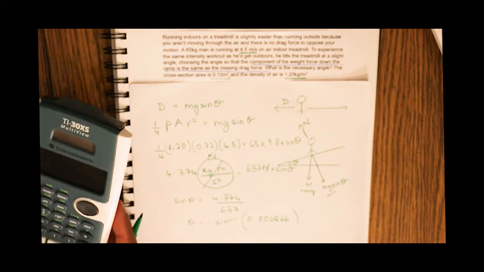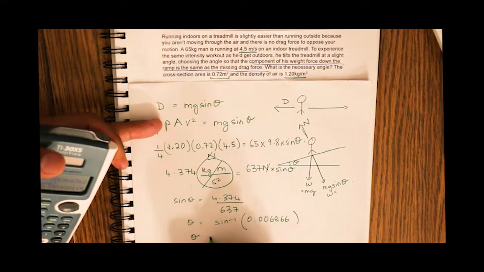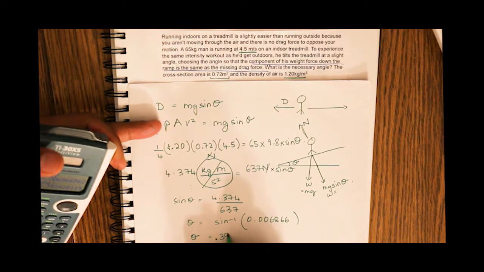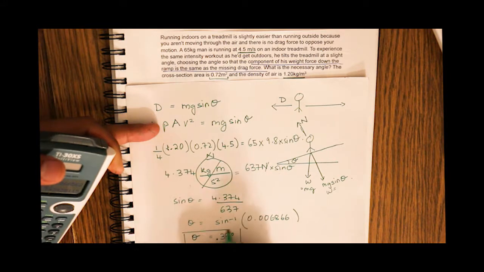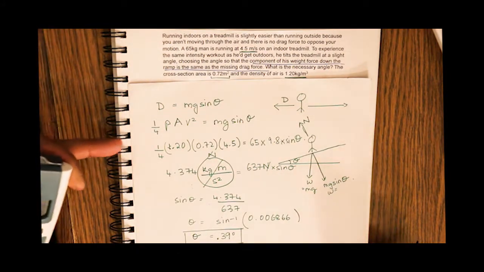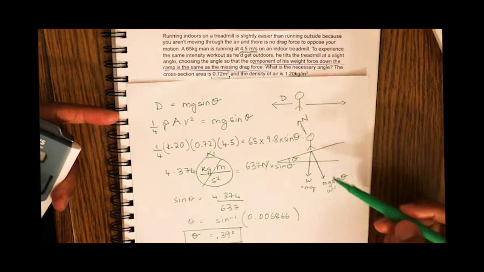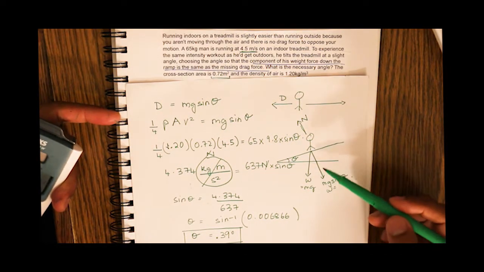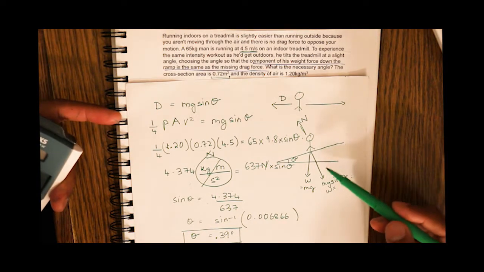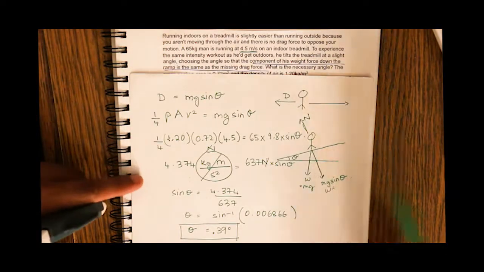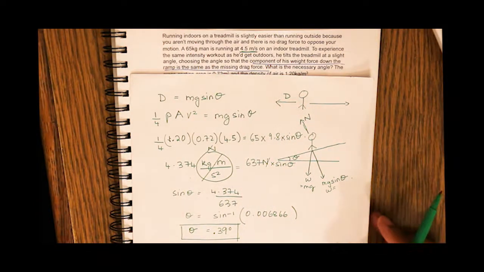and that gives us an angle of 0.39 degrees. So that's our answer. Our answer is 0.39 degrees. It is the angle with which he will tilt up the treadmill to experience an added force equal to the drag force had he been running outdoors, to experience the same intensity workout.